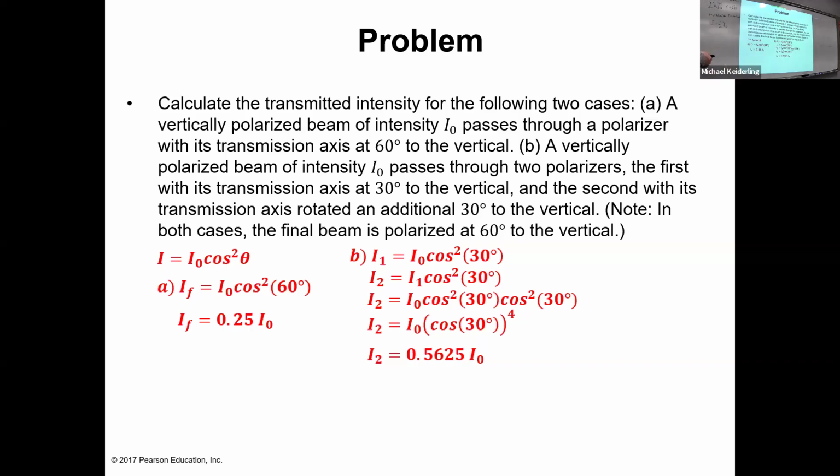So by adding a polarizer 30 degrees to the vertical in between, we more than double the output intensity.